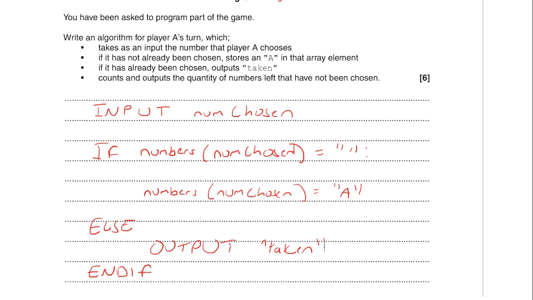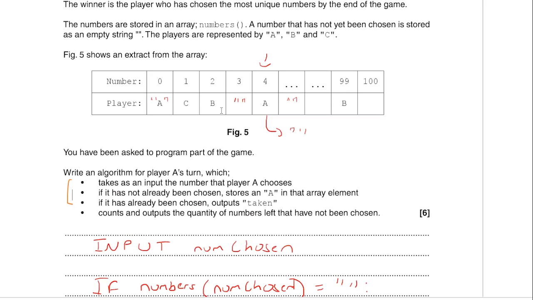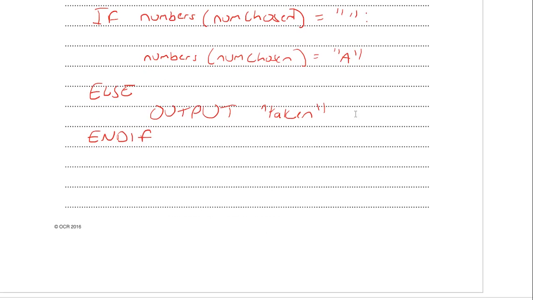So we've addressed the first 3 points, the first 3 bullets here, with relatively simple code. I'm going to change colour because I think red's a little bit much. The final point is a little bit harder because we have to count and output the quantity of numbers left that have not been chosen. So really we need to loop through this array and check every location to see if it's empty. And when it finds one which is empty, it's going to update a variable. This would be the most simple way I could think of doing it. So a variable will be updated every time it comes across an empty string in each box of the array. So we're going to do a loop here.